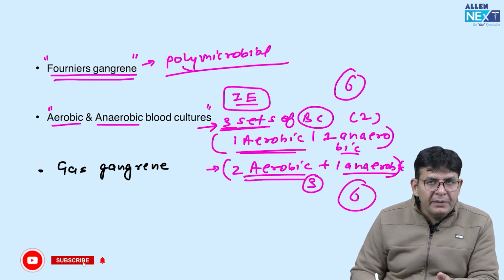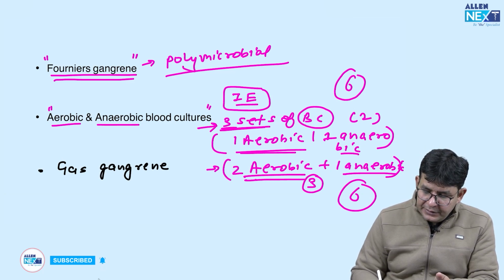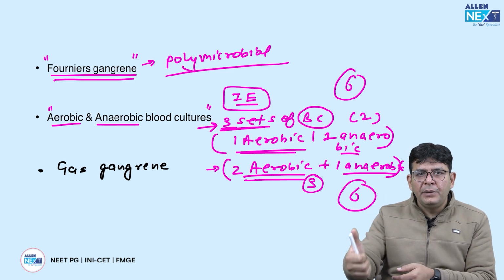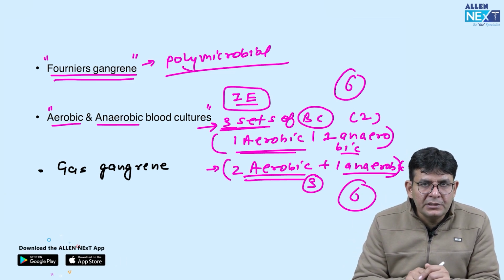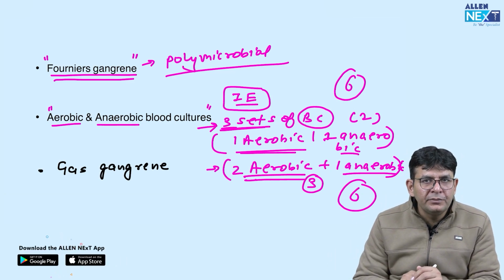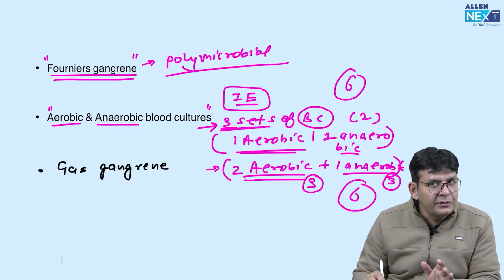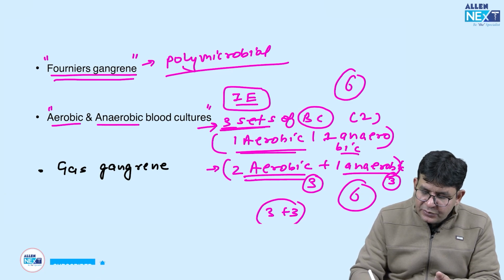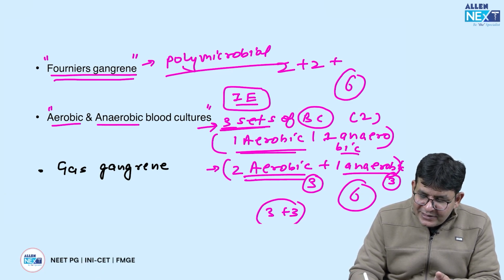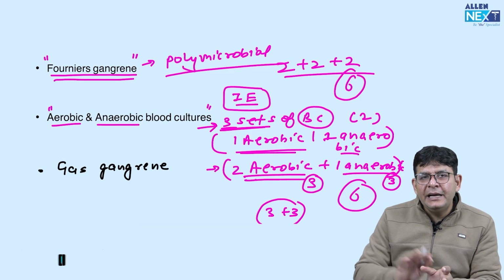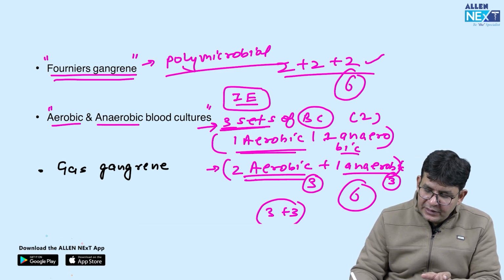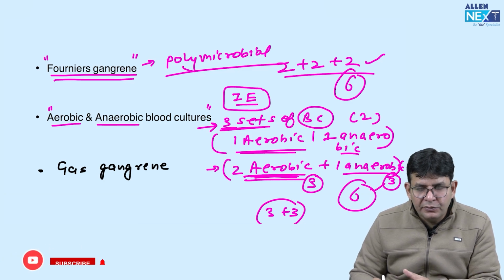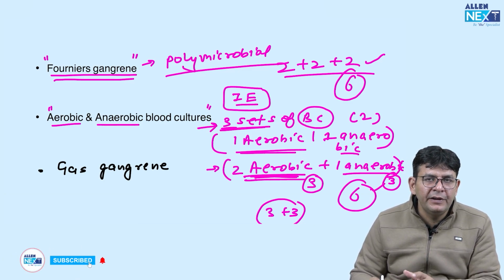How come? That is 2 aerobic and 1 anaerobic. Firstly you take the 2 aerobic bottles and put the blood into 2 aerobic bottles and 1 anaerobic bottle. So that will be 3 in the first go, and again it is 3 plus 3. Whereas here it is 2 plus 2 plus 2. So don't get confused. In total 6 bottles here also, 6 bottles here also. If that was there in the options, then you can go for this also in the case of infective endocarditis.